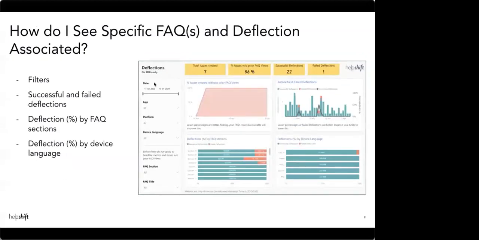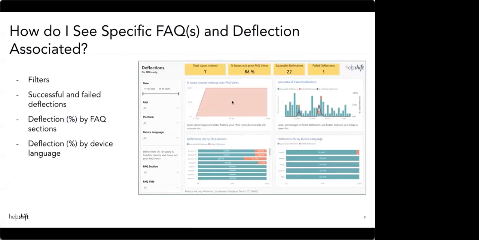How do I see specific FAQs and deflection associated? In order to get into this, first step is to apply relevant filters from the left panel and select the FAQ you want to analyze from the FAQ title filter. Now you can leverage the successful and failed deflection graph, which will give you deflection numbers for your selected FAQ.